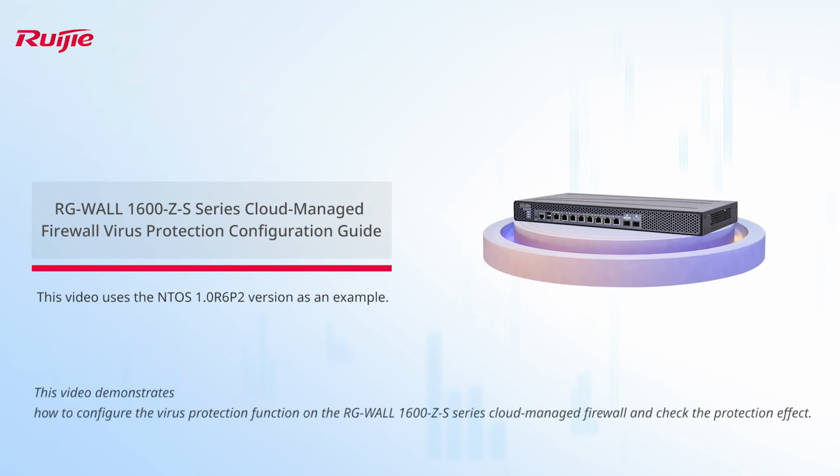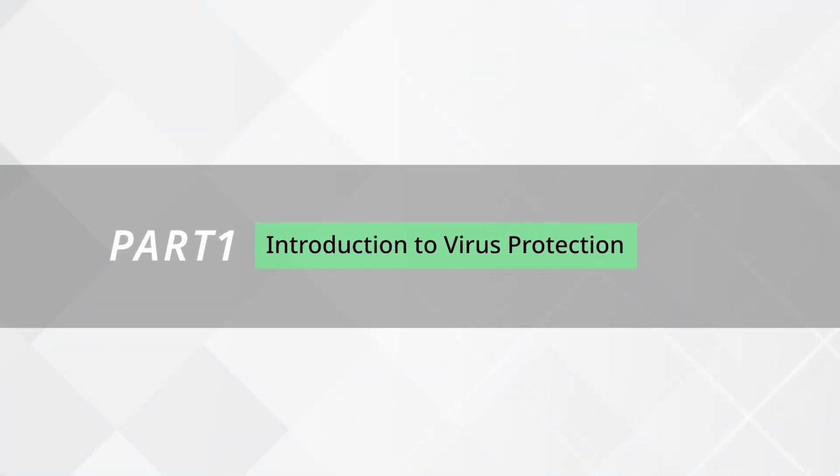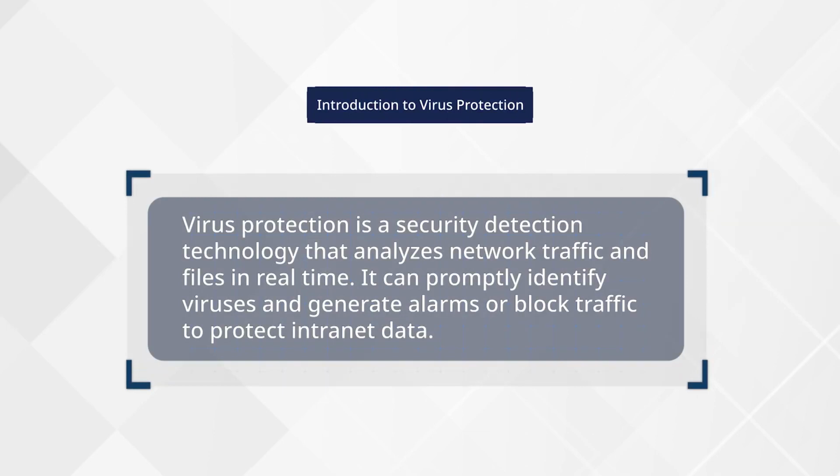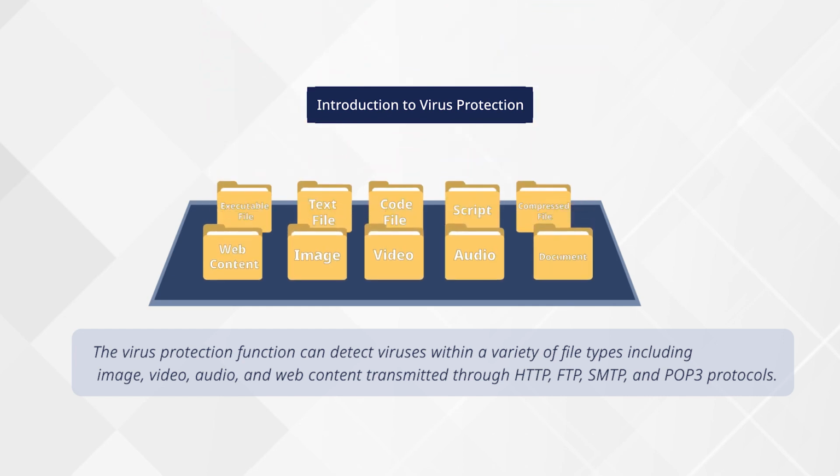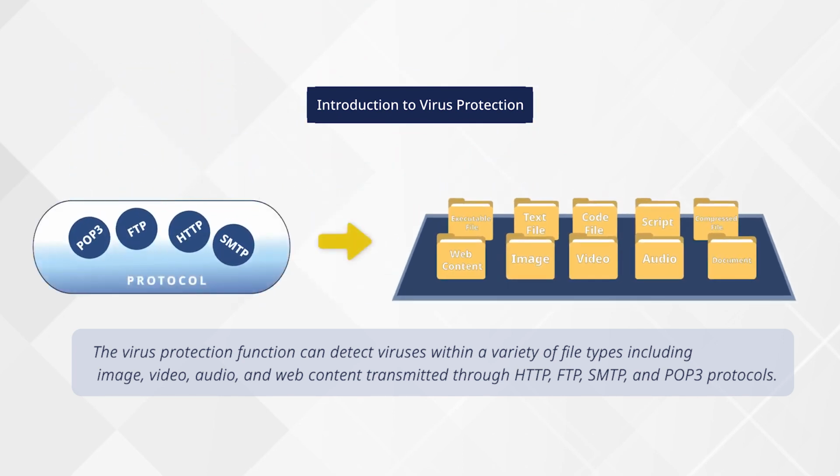This video demonstrates how to configure the virus protection function on the RGWALL 1600Z S-Series cloud-managed firewall and check the protection effect. Virus protection is a security detection technology that analyzes network traffic and files in real time. It can promptly identify viruses and generate alarms or block traffic to protect intranet data. The virus protection function can detect viruses within a variety of file types including image, video, audio, and web content transmitted through HTTP, FTP, SMTP, and POP3 protocols.